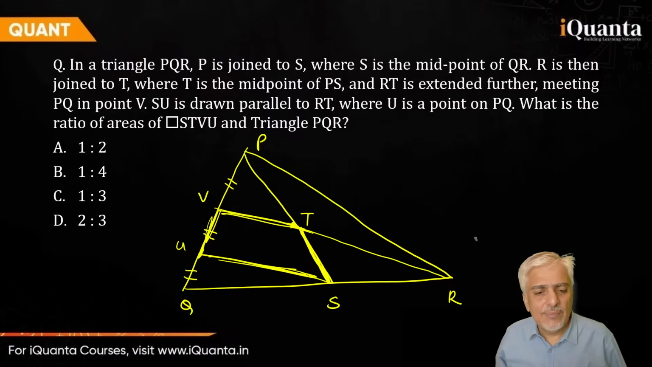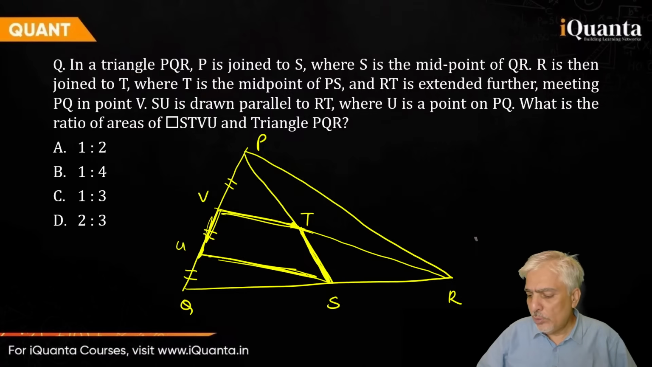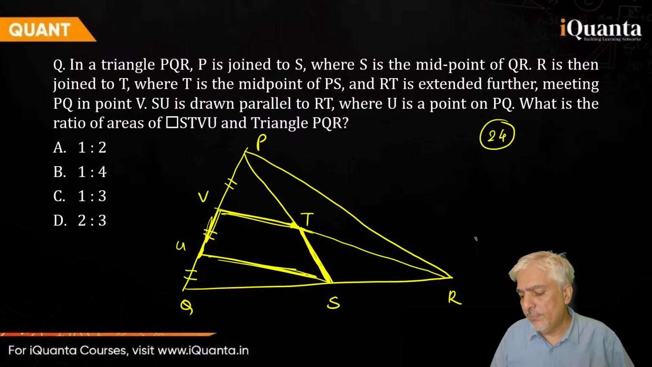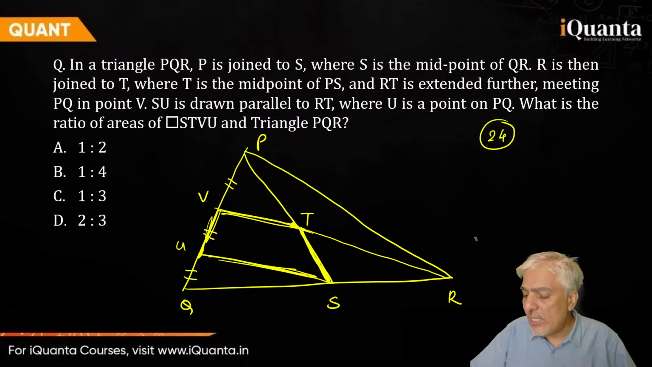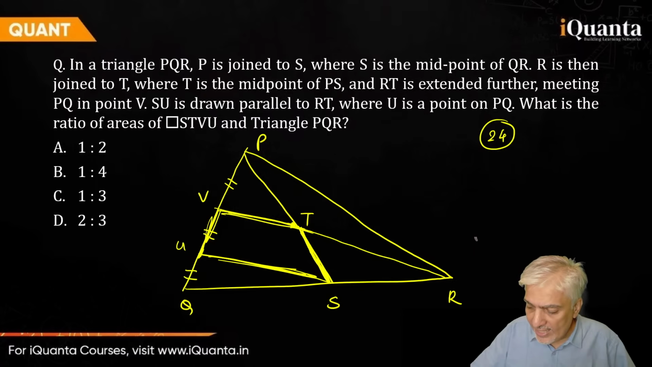Now, what will you get? I'm just going to take random numbers and try the question. Pay attention, okay? Suppose I took the area of the full triangle as 24. Area of the full triangle I took 24. That means area of triangle PQS became 12, as it was a median. Right? So this area is 12.